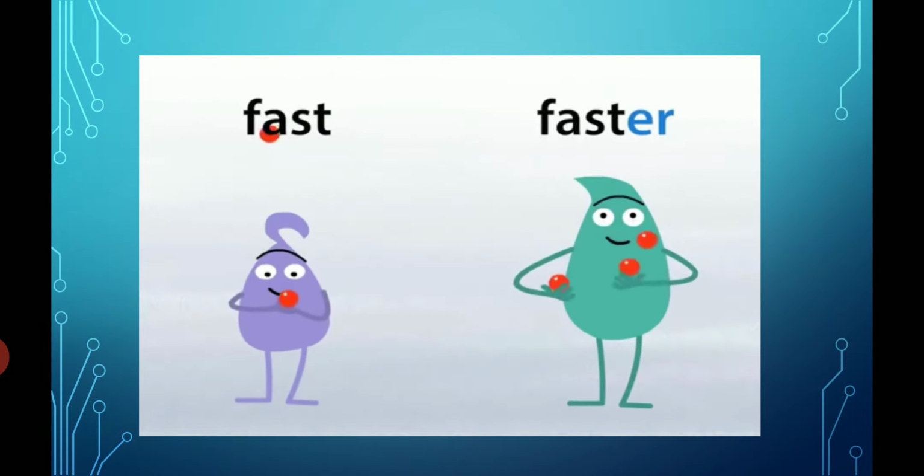So this picture shows two droplets. One is in purple color and the other is in green color. The purple droplet is playing with two balls and the other droplet is playing with three balls. So this shows that the first droplet is fast. It's playing very fast. But the other droplet is playing even faster than the first one. So the first one is fast and the other one is faster. We are comparing one from the other. We are doing a comparison between them.